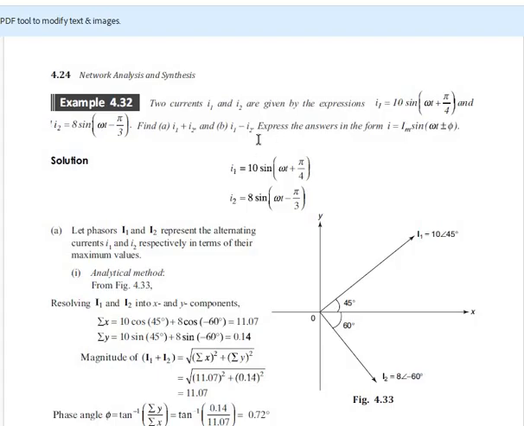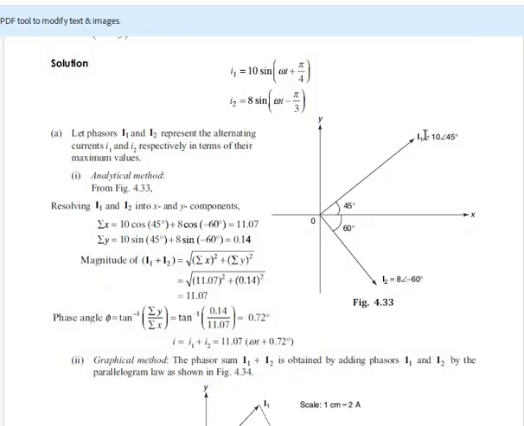Consider the problem. Two currents I1 and I2 are given by the expressions I1 is equal to 10 sin(omega t plus pi by 4) and I2 is equal to 8 sin(omega t minus pi by 3). The first question is to find I1 plus I2, and the second question is I1 minus I2. Express the answers in the form small i is equal to Im sin(omega t plus or minus phi). So I1 is equal to 10 sin(omega t plus pi by 4) and I2 is equal to 8 sin(omega t minus pi by 3).